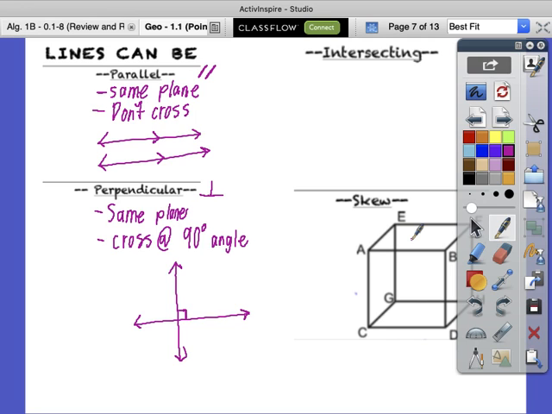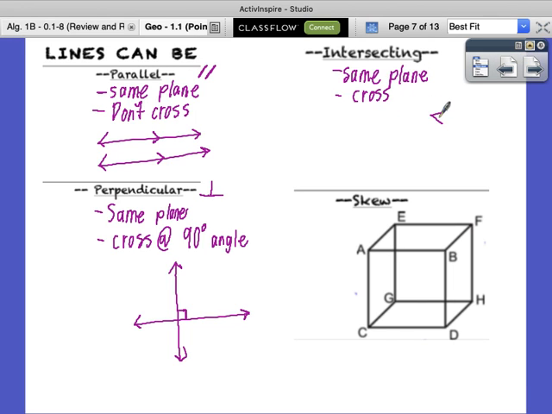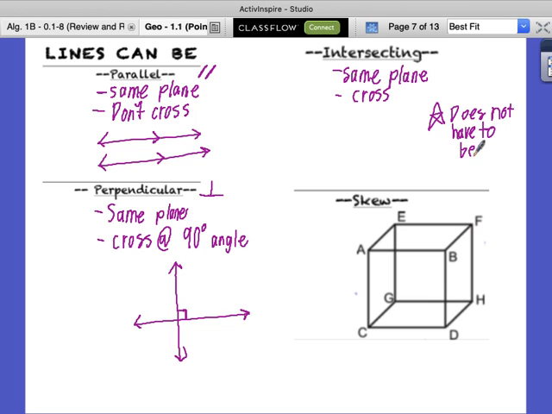So lines can also be intersecting. Intersecting lines are also in the same plane, and we'll talk about what that means in a second again. And these just cross. But crossing, a little star here for a little note, does not have to be 90 degrees. If it crosses at 90 degrees, then these intersecting lines are also perpendicular. So intersecting lines can be perpendicular, but they don't have to be because it could be a different angle.